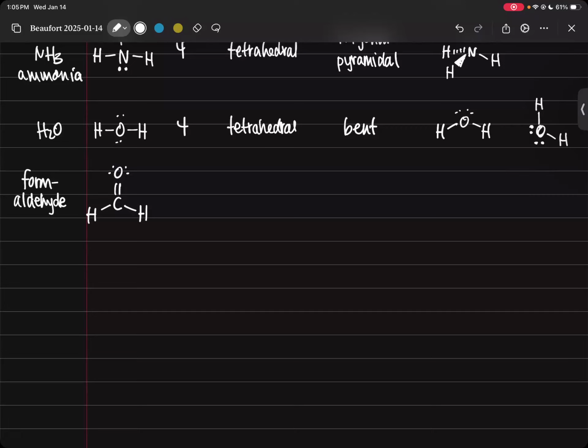Okay, so really, we could talk about the oxygen or the carbon atom and do geometries for both of them, but let's just do the carbon. How many electron domains does the carbon atom have here? It's not 4. It's 3, because the double bond counts as just one electron domain.